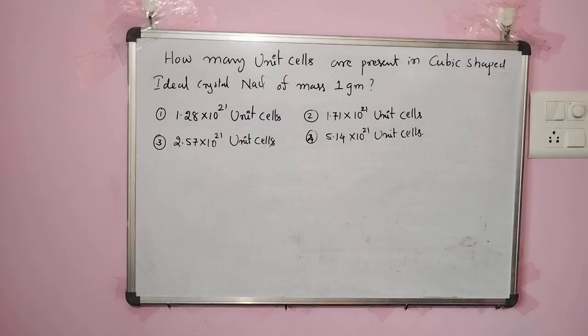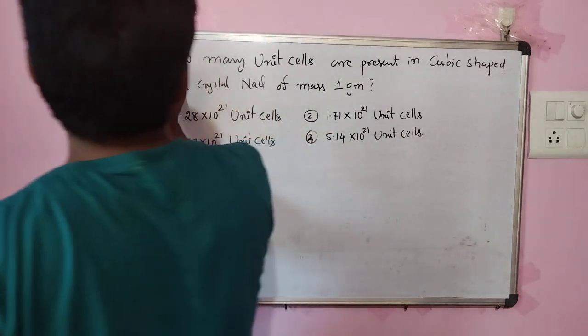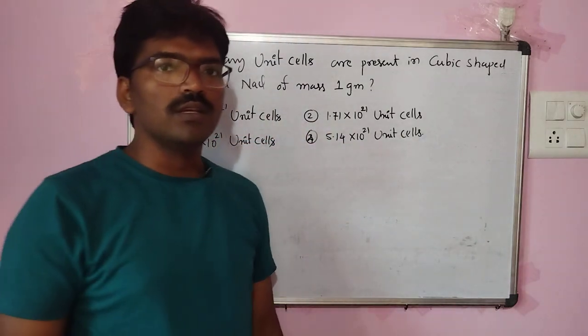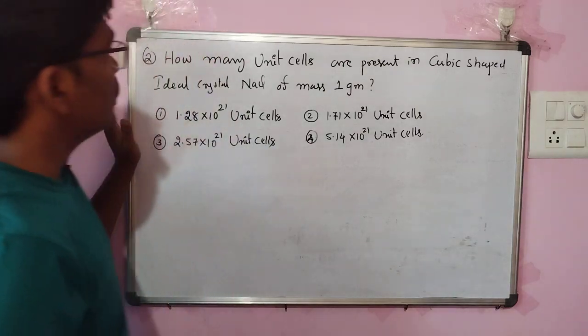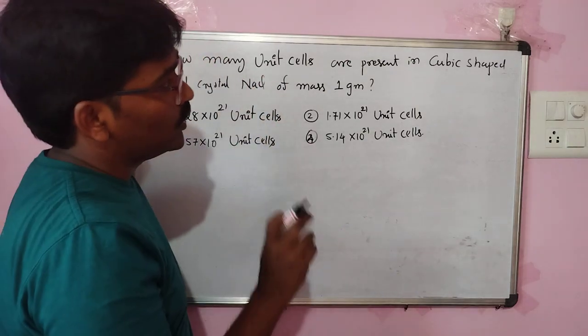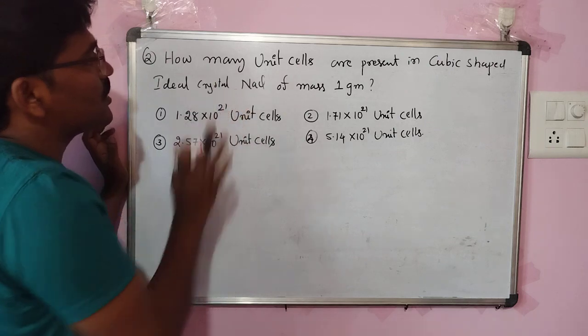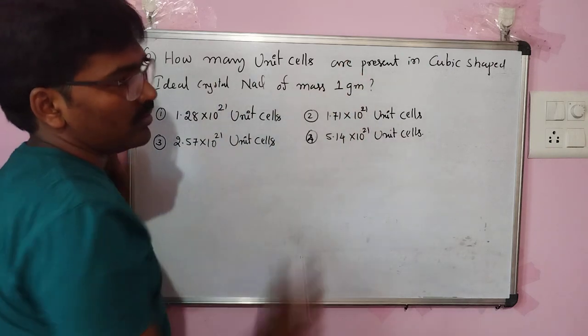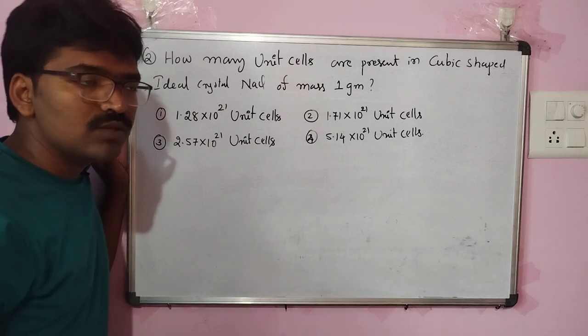Let's look at the next question. It is the second question in the solid state. So the top 5 important questions we are discussing in the solid state. Sir, second question: how many unit cells are present in a cubic shaped ideal crystal of NaCl of mass 1 gram?